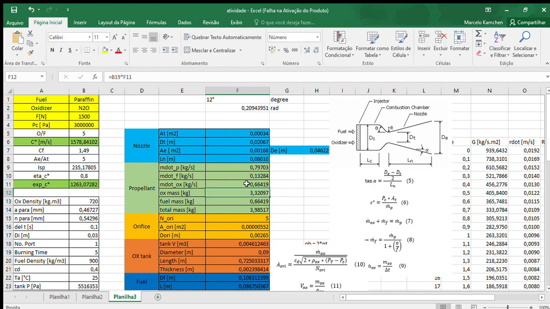Finally, the mass of the oxidizer and fuel is the m dot times the burning time, given by equation 9. The total mass will be the mass of the oxidizer plus the mass of the fuel.